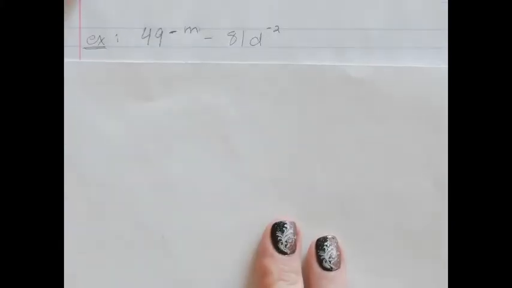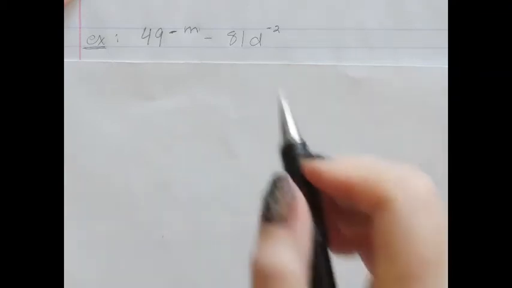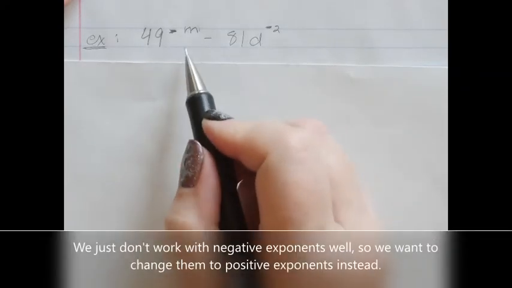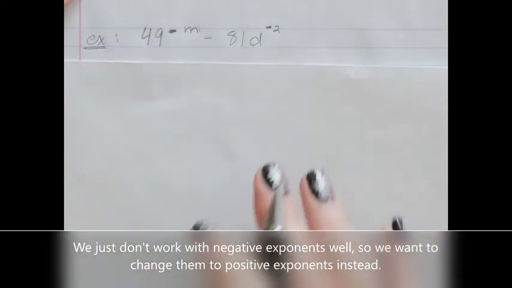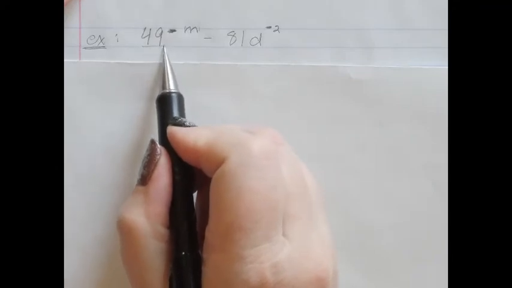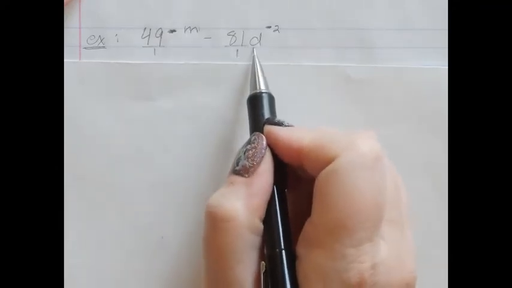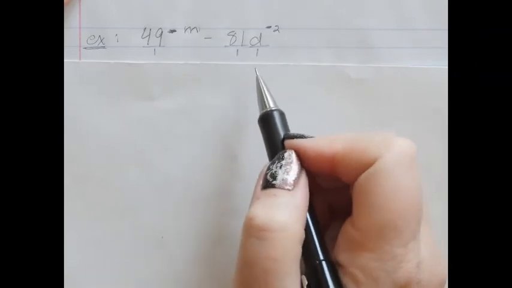Now I can't let go of exponents just yet. What happens if I have negative exponents for difference of squares? Well, in math, there is really no such thing as negative exponents. We need to rewrite these. How do we do that? Well, understand this is 49 over 1, and this is 81 over 1, and this is d over 1.